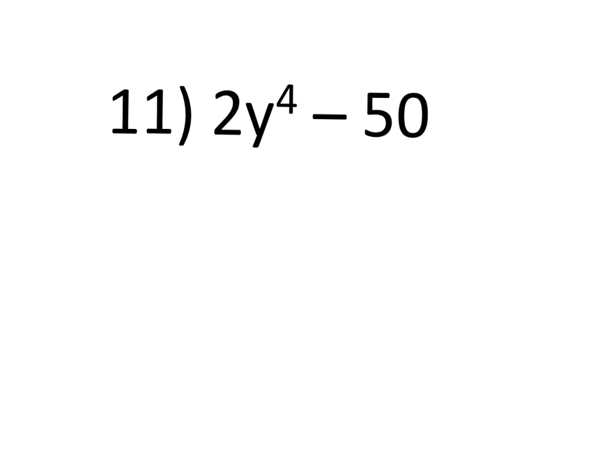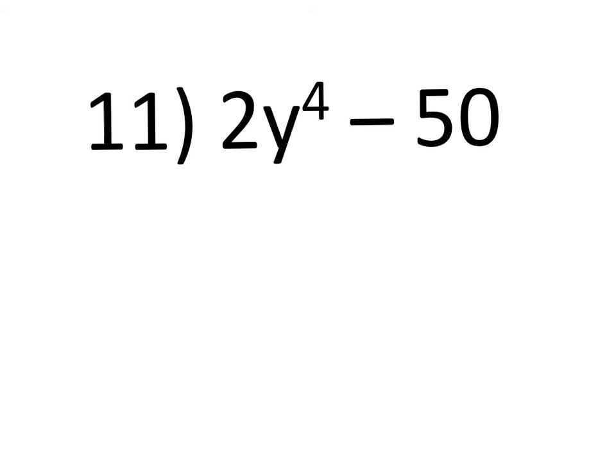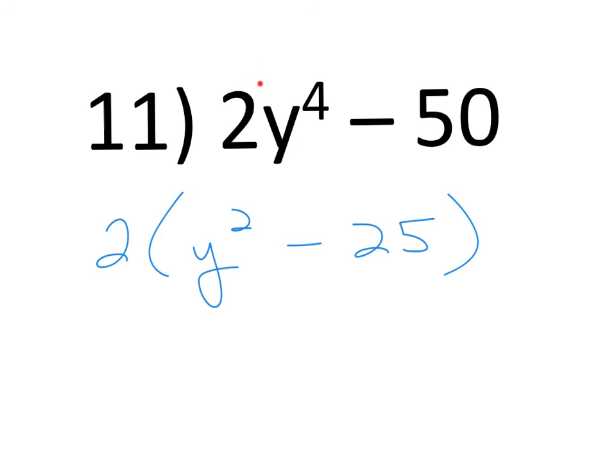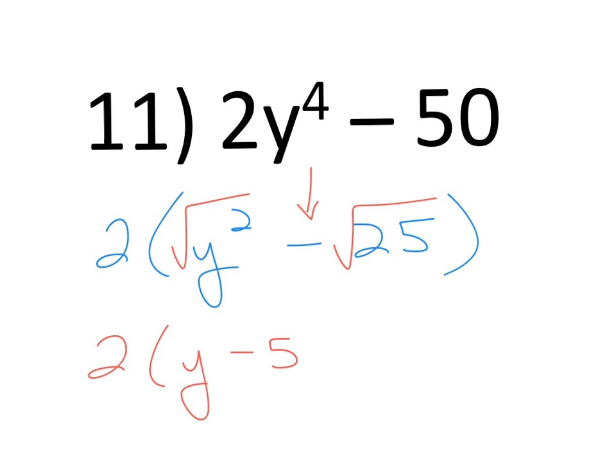Okay. All right, so let's review that one more time. Pull out a GCF, so I'm going to pull a 2 out. So I get y squared minus 25. Again, you couldn't square root 2 or 50, so you had to pull a GCF. That's the only thing you could have done here. Okay, now I'm double checking. Can I square root? Do I have subtraction? And can I square root? Yes, I can. So I've got 2, y minus 5, and y plus 5.